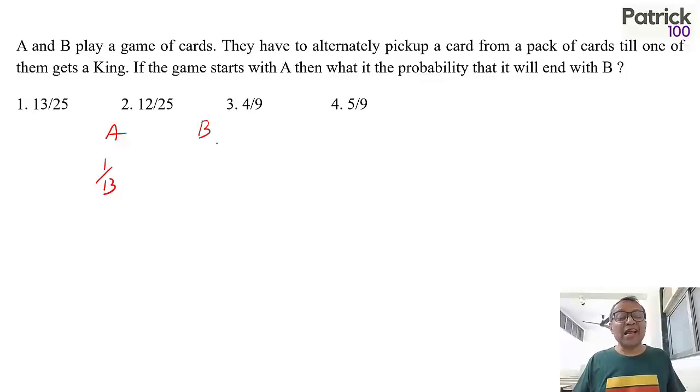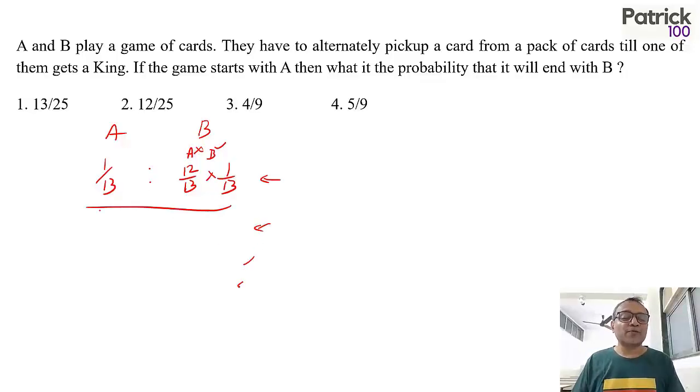Then for B to win, A has to lose and B has to win. A will lose with 12 upon 13 and B winning is 1 by 13. Now this process continues. The longer method is to keep on doing the process, find the GP and get the answer, but that's not required, because this ratio will be the same for all the subsequent rounds. You can directly take the ratio out here. 13 will get cancelled. You will get a ratio of 13:12. That means A winning is 13, B winning is 12.